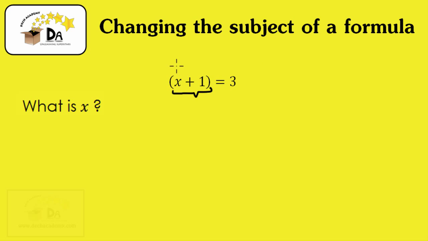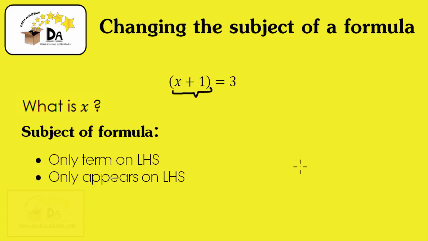But what if I wanted to know what x was? This equation is telling me that when I add 1 to the variable x, I get 3. But now I'm saying, what is x? And to determine what x is, you need to make x the subject of the formula. For your Year 12 course, so senior secondary school course, you will only ever be interested in making a variable the subject of a formula. But what is the subject of the formula?